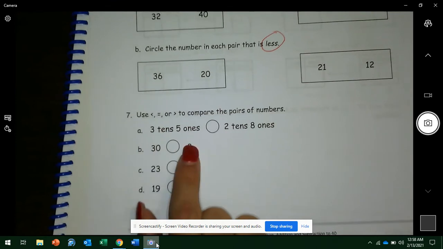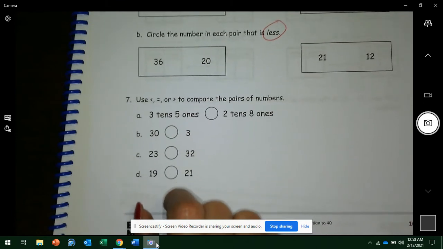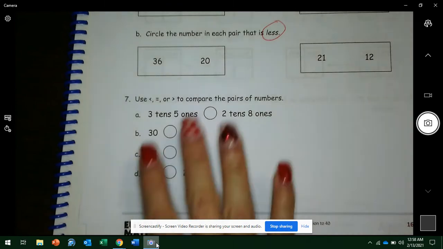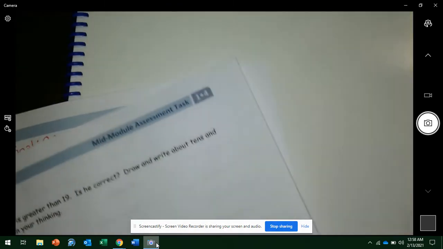B, 30 and 3. Which one's greater? Remember, the alligator eats the bigger number. C, 23, 32. And D, 19, 21. Almost there.